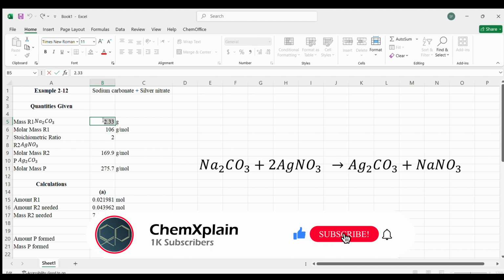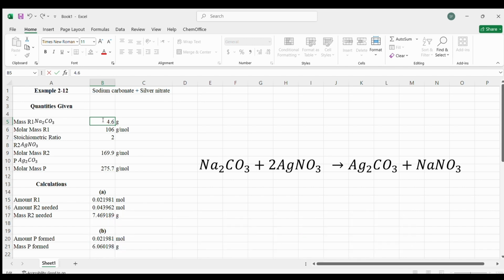So the example says 2.33 grams. We want to change it. As an example, I want to change it to 4.66 grams. As you can see, all of these numbers change simultaneously, and the new amounts and masses are calculated in the blink of an eye.